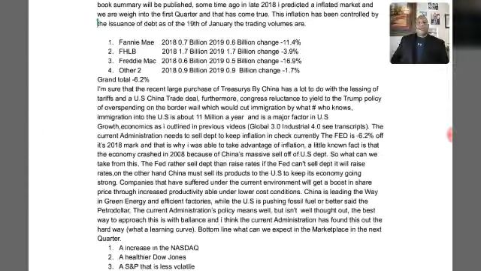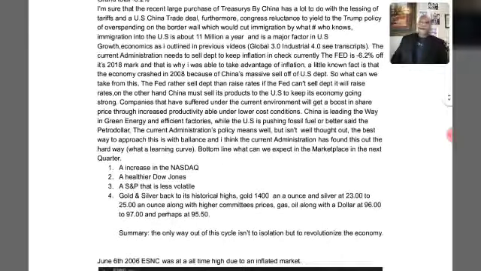The bottom line, what can we expect in the marketplace in the next quarter? Number one, an increase in the NASDAQ. Number two, a healthier Dow Jones. Number three, an S&P that is less volatile. Number four, gold and silver back to their historical highs. Gold at $1,400 an ounce and silver at $23 to $25 an ounce, along with higher commodity prices, gas, oil, along with the dollar at 96 to 97 and perhaps 95.50.